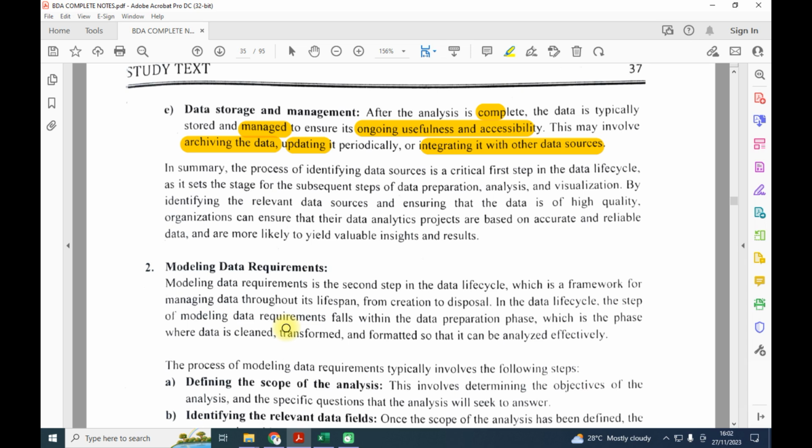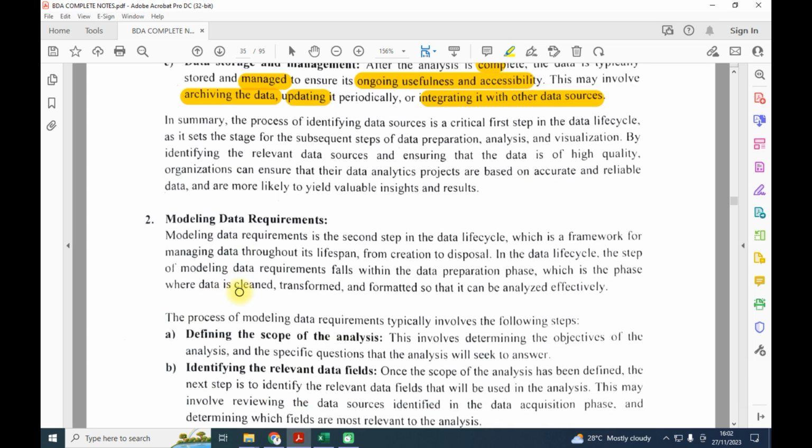Remember, we have talked about coming up with models. So here we are modeling data requirement. Modeling data requirement is the second step of the data life cycle, which is a framework. Then in the data life cycle, the step of modeling data requirement falls within the data preparation phase. Data preparation, this is the second phase.